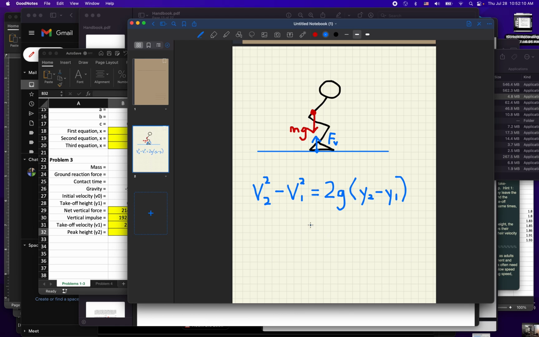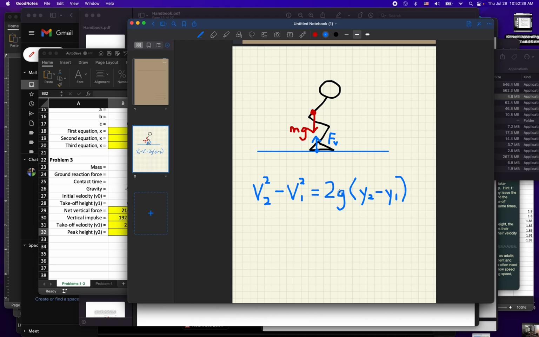So here we're going from when we leave the ground until the peak height of the jump, similar to the previous problem where we were going from when we were standing still until when we left the ground. Now we're continuing that further from when we leave the ground up until the peak height of the jump. Okay. So V2, vertical velocity at the peak, V1, takeoff velocity, G is still gravity, Y2, height at the peak, Y1, height at takeoff. Okay.